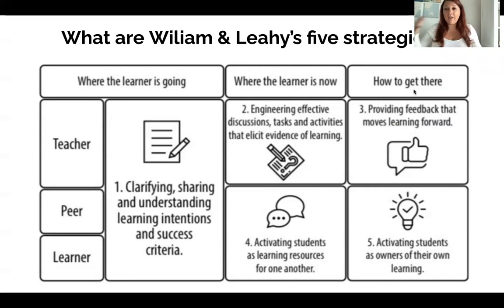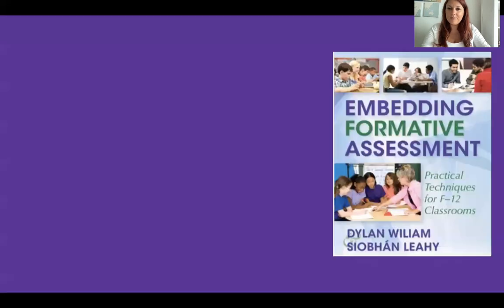In order to get them to their final destination, we need to be able to provide feedback to help them get there, and that's teacher feedback. But we can also have peer support, peer critique, students supporting each other as learning resources. And then finally, and this is regarded as perhaps the most important, although they are all of importance and value and they are all connected, it's when students take ownership of their own learning and they understand what they're learning and where they're at and how they can get to where they need to be and how they can improve. So that is a really good overview of what the five strategies are.